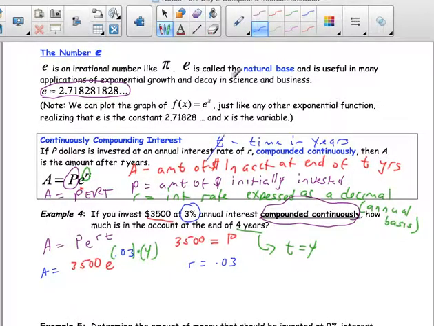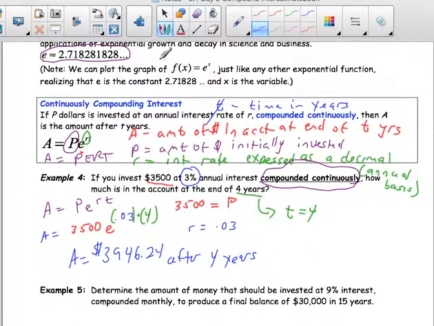A, the amount of money we have, is going to be $3,946.24 after 4 years. Let's go on to example 5.